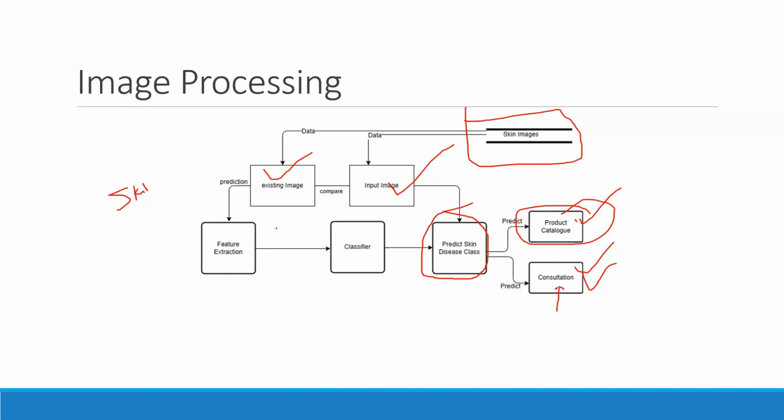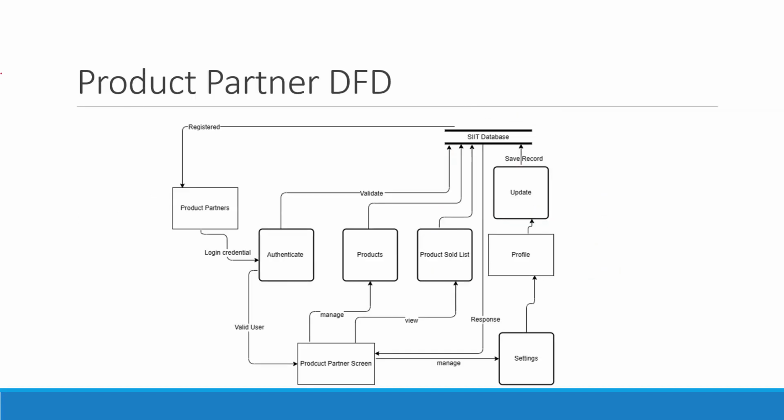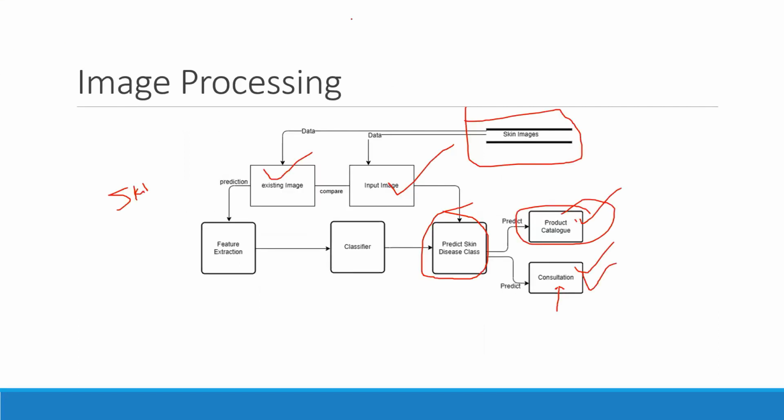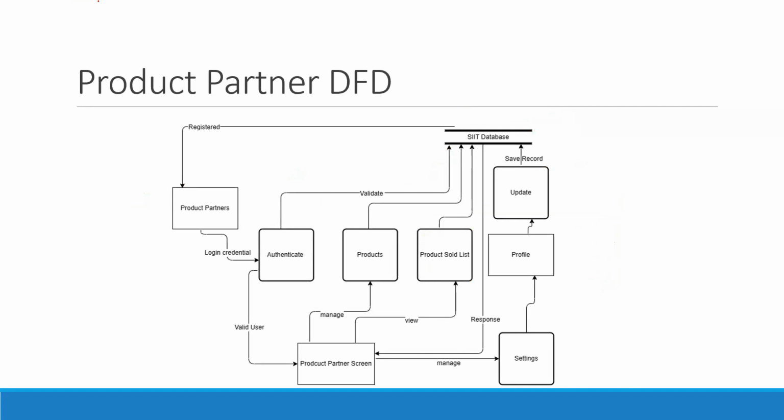Next one is the product partner DFD. In this product partner DFD, I have already shown the product catalog. Product catalog means a showcase of skin products, for instance a cream for curing it, or any dermatologist product. That person is known as the product partner.